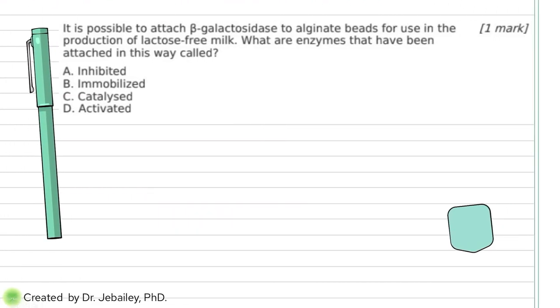Looking at the next question. It is possible to attach a B-galactosidase. Now, here's the most important thing. You already see the word ase here, which means we're talking about enzymes. So they're talking about this enzyme attached to alginate beads. Now, alginate beads are these little circle beads, and basically inside these beads, you put in the enzyme.